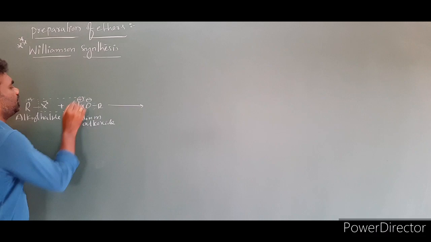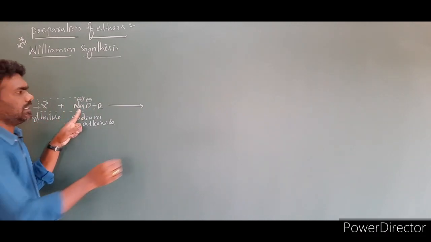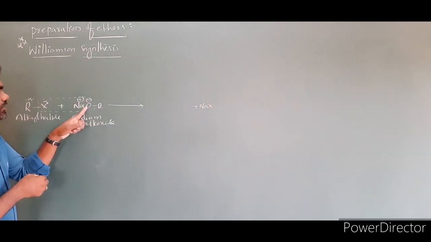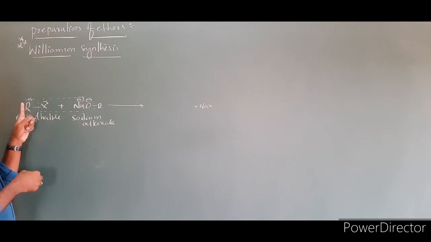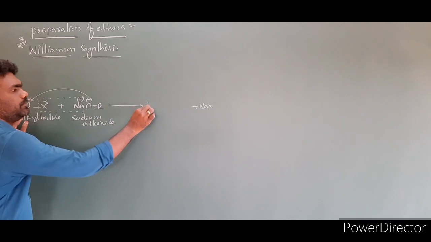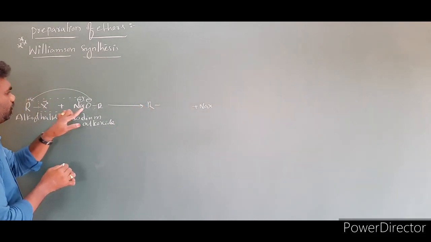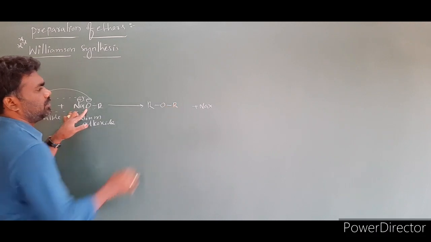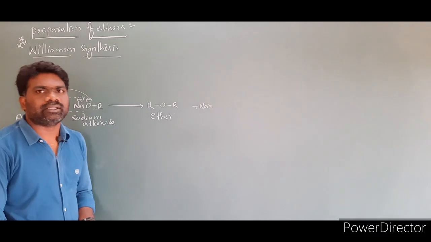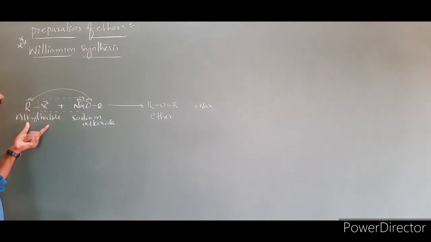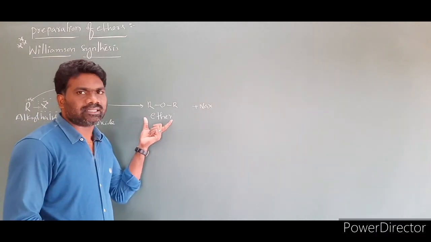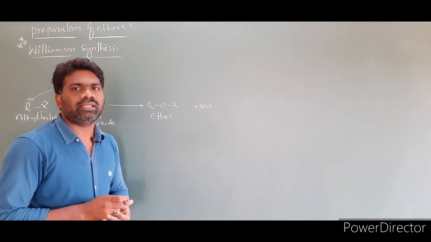So how to write the product, I am telling. This X and this Na are eliminated in the form of NaX as a byproduct. And this negatively charged oxygen attacks the partially positive alkyl group, then the product is R, this O and this R, ROR. The product is ether. Now how to write the statement for this reaction? Alkyl halides react with sodium alkoxide to give ether. This reaction is known as Williamson synthesis.